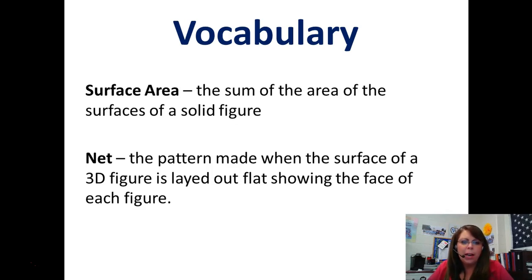The next thing that we're talking about in our vocab are nets. So when I had that rectangular prism that I was just looking at, and I take it out of the clear plastic box that it was in, and I open it up to see how it folds together or unfolds, this is called a net, a two-dimensional object, a pattern or a layout. It says the pattern made when a surface of a 3D figure is laid out flat, showing the face of each figure. So the faces, of course, are our 2 squares, and our 1, 2, 3, 4 rectangles are each a face. This has 6 faces. Please fill that in. I'm going to move on to the next slide.